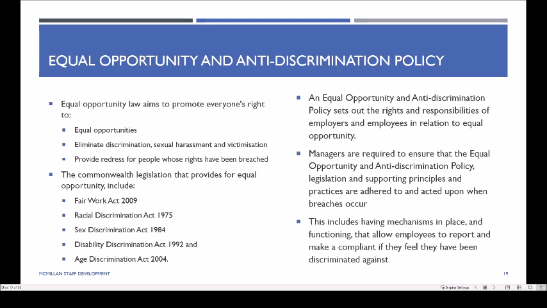It could take into account any of those anti-discrimination legislation, such as racial discrimination, sex discrimination, disability discrimination, age discrimination, but also things such as the Fair Work Act as well, which will cover off working conditions. So an equal opportunity and anti-discrimination policy sets out the rights and responsibilities of employers and employees in relation to equal opportunity. So pretty much like we were just talking about with discrimination, but in this case, really focusing on equal opportunity as well as anti-discrimination.